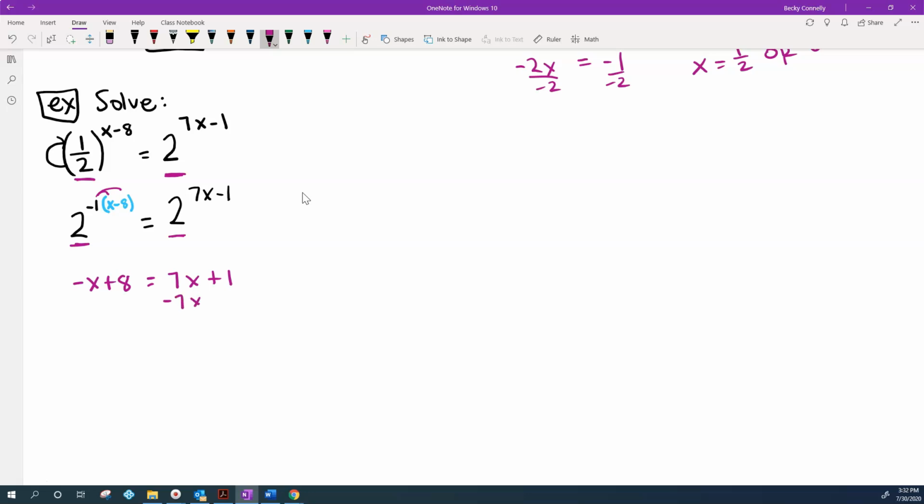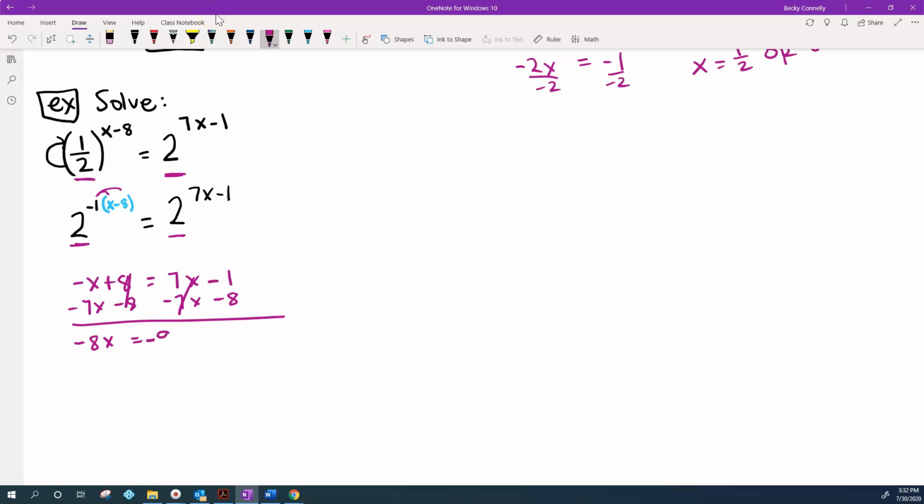All right, so I'm going to subtract my 7x over here and subtract my 8 to the right side. Right, and that will give me negative 8x equals negative 7. Did I do that right? Let's see, negative x plus 8. It's 7x minus 1. Oh, thank you. I was like, that doesn't... Glad you saw where that was at. I was like, something looks wrong here.